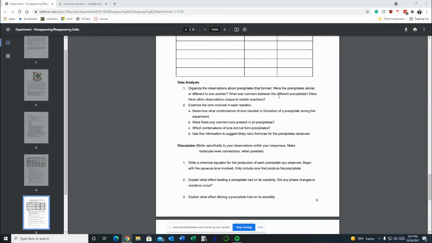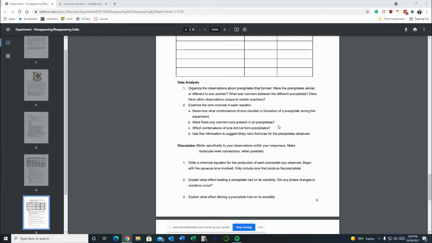out to you. Question 2 is a 4-part question here. So the first 3 questions are all asking about ions. So 2A asks, determine what combinations of ions result in the formation of a precipitate. Were there any common ions in all of your precipitates? And what combination of ions did not form precipitates?